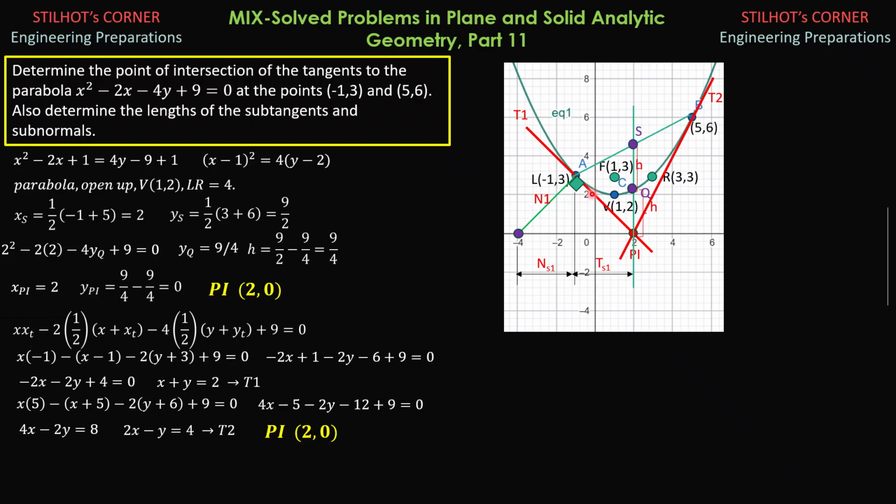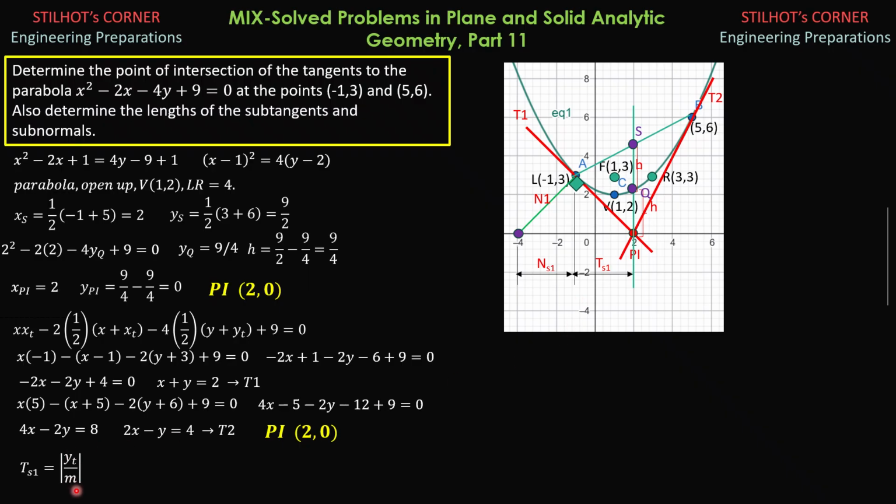Then the formula for TS1 is the absolute value of y1 over the slope of the tangent. For NS1, it is the absolute value of the product of the slope of the tangent times y sub t. So y sub t is 3. And if you want the derivation, you just look at the videos. You find that video for the derivation.